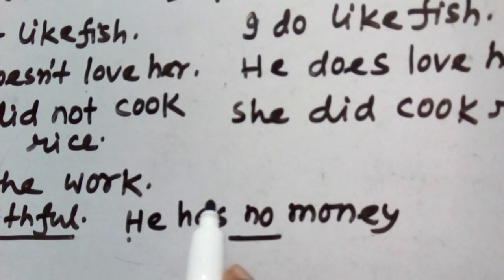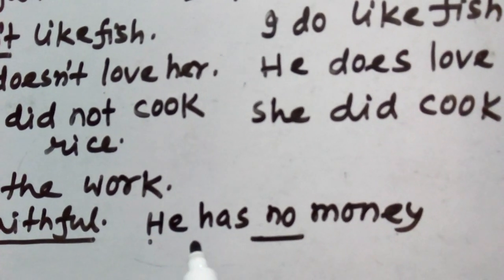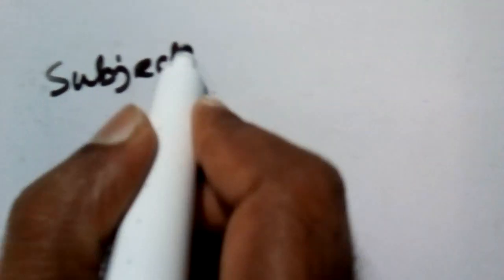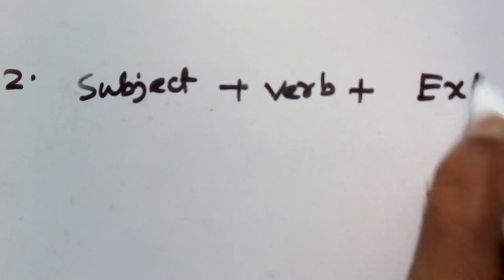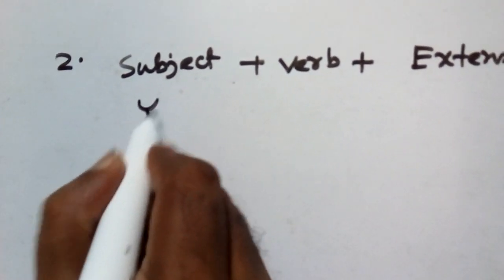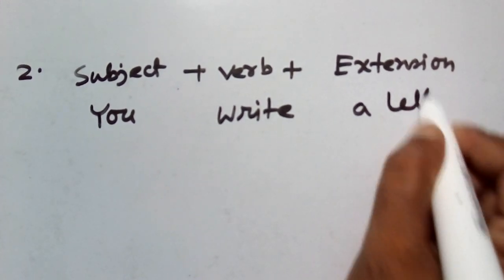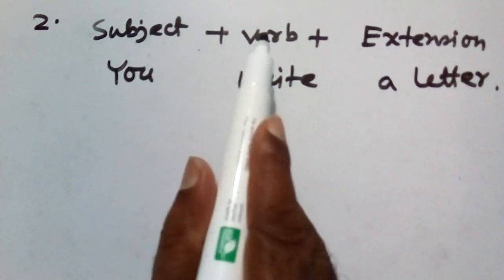অর্থাৎ নেগেটিভ সেন্টেন্সে সাধারণত নো, নট, নাথিং, নান, নোবডি, নো হয়া ইত্যাদি না সূচক ওয়ার্ড যোগে গঠিত হতে পারে। Number 2, subject plus verb plus extension. So formation of sentence, if I write you write a letter, we can make sentence with the formations of structures, that is subject, verb and extension.